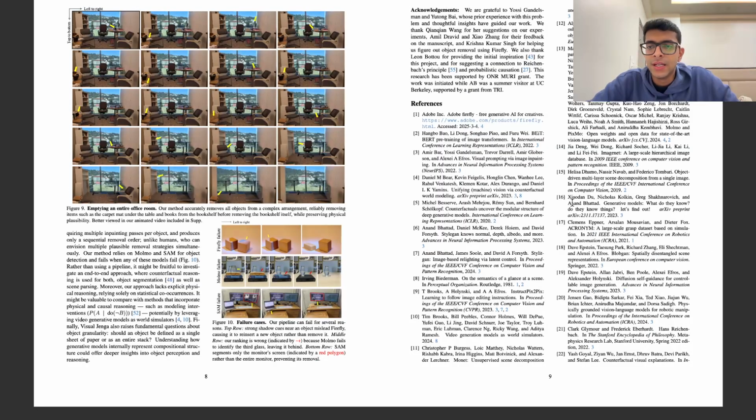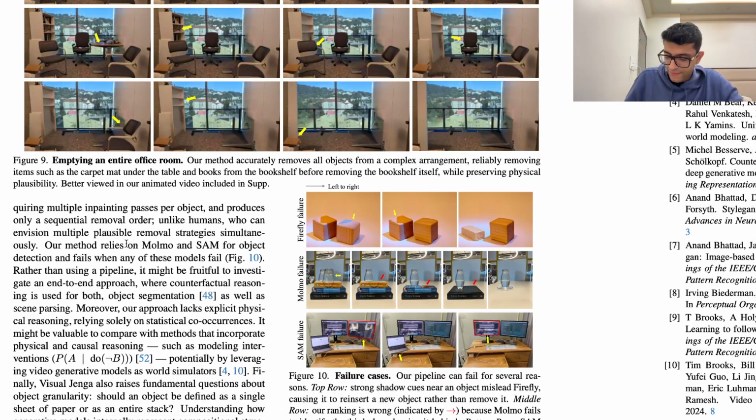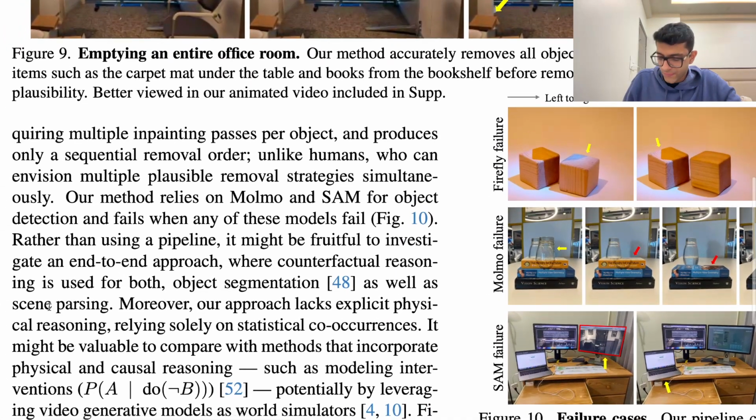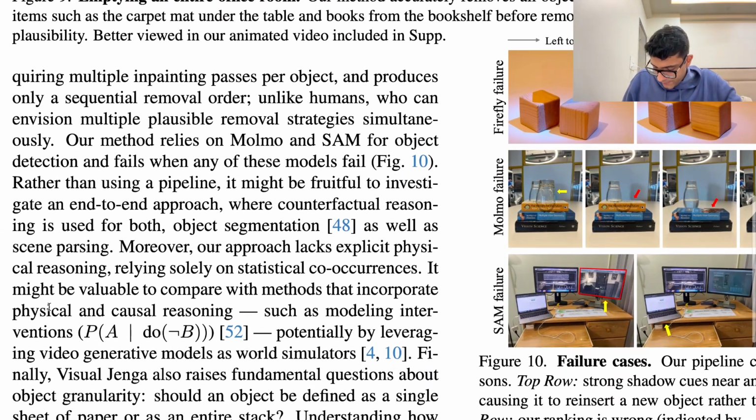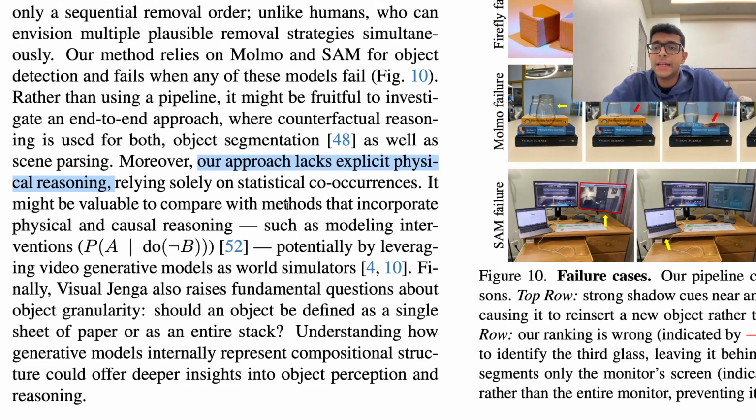So once we're done with that, we're going to discuss the failure cases as well. Lastly, of course, every pipeline has its own issues. Like I said, it only depends on physical reasoning. That is the only thing it lacks, because currently we are solely relying on statistical co-occurrences. To tackle this, a good way can be to use video generative models as world simulators to understand how objects will interact with each other, considering real-time events.